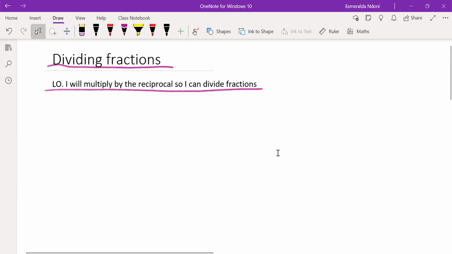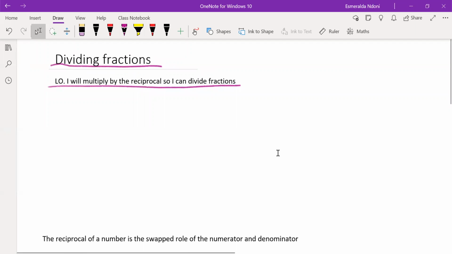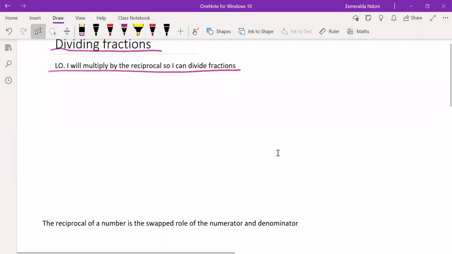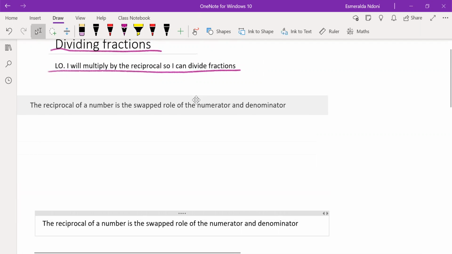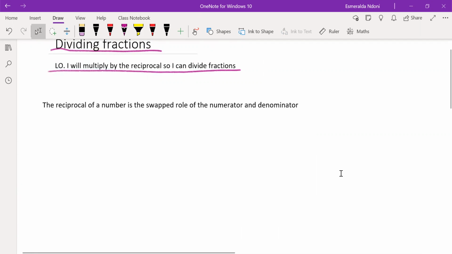We need to know a couple of skills to be able to divide fractions. And the first one is to find the reciprocal of a number. The reciprocal of a number is the swapped role of the numerator and the denominator. Please pause the video and copy this sentence down. It's really important for our lesson today.